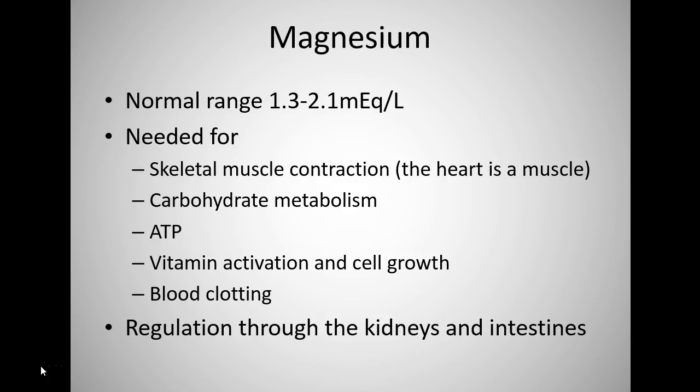So for magnesium, normal range is 1.3 to 2.1 milliequivalents per liter. This is needed for skeletal muscle contraction, and remember the heart is a muscle. It's also needed for carbohydrate metabolism, ATP, vitamin activation and cell growth, and it's also used for blood clotting. Regulation is through the kidneys and the intestines.